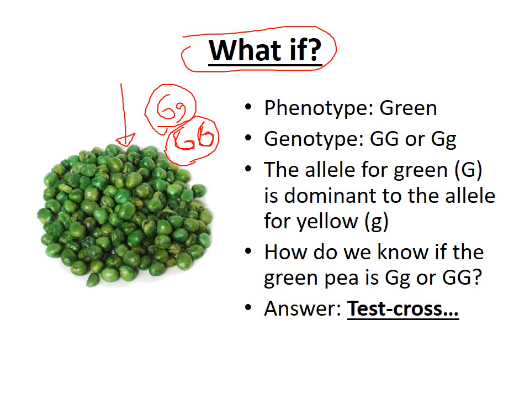And so you need to do a test to figure out, well, is my plant pure breeding, homozygous dominant, or hybrid, heterozygous? And so to figure that out, you could actually do something called a test cross. Now, you don't need to do that if the peas are yellow. Why not?